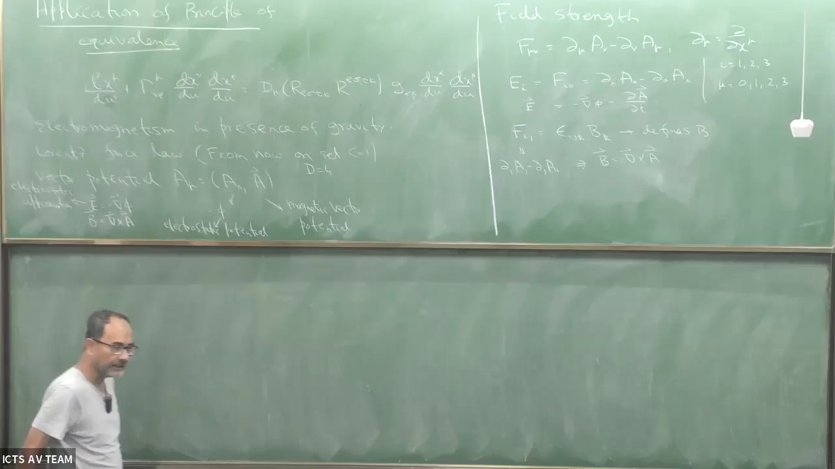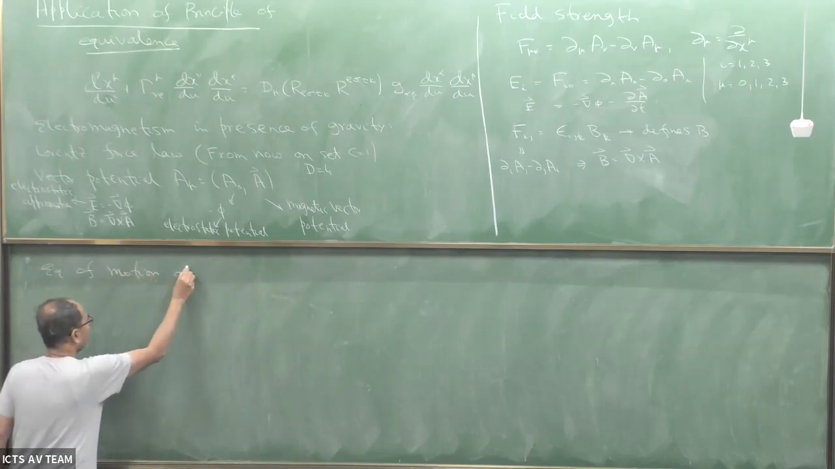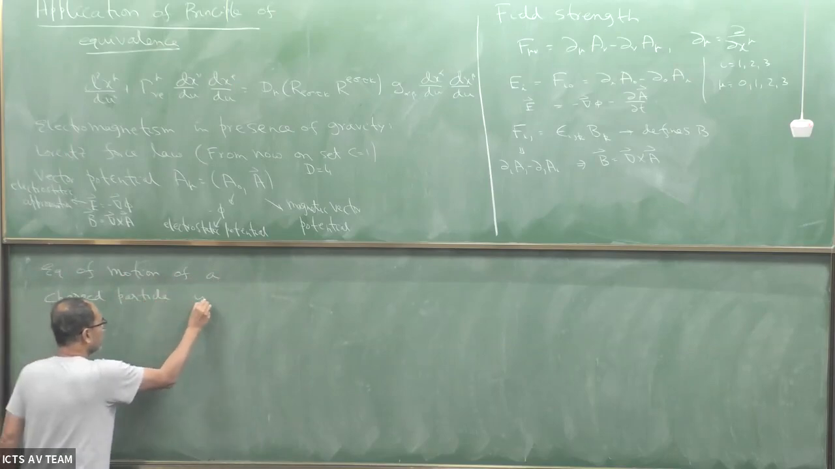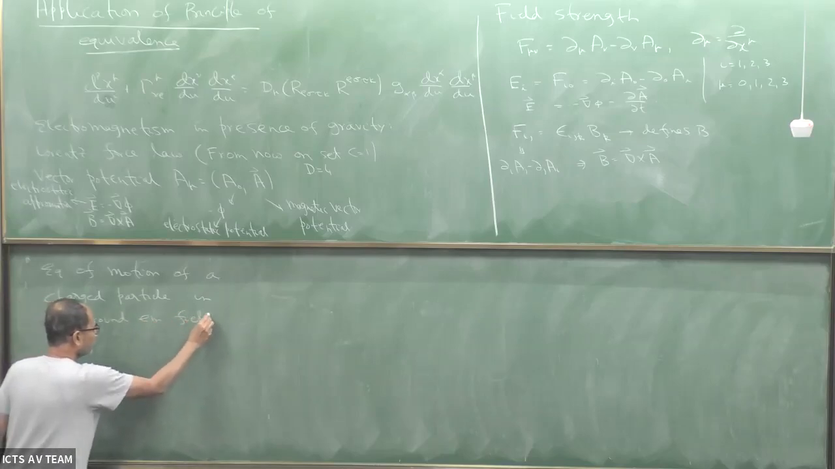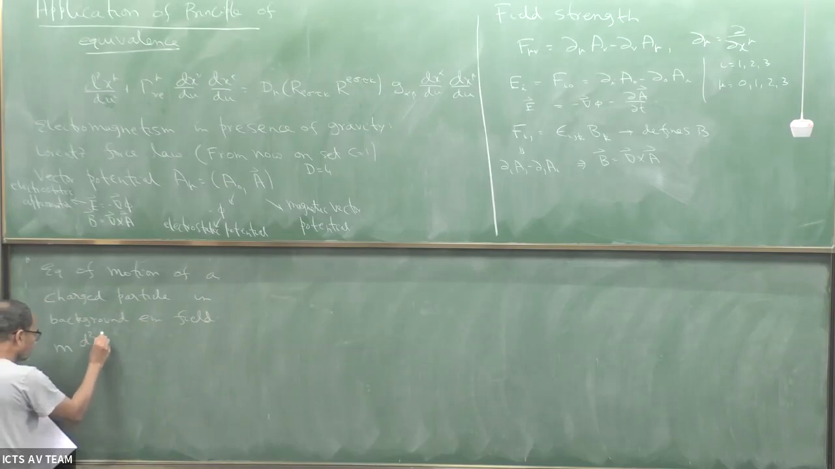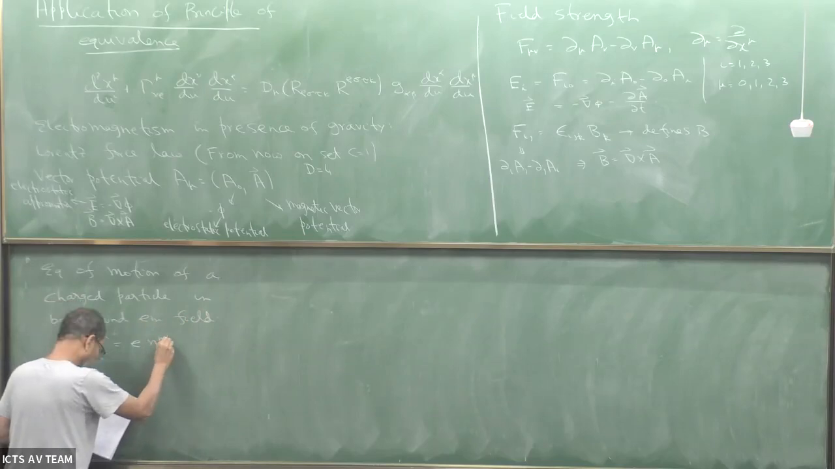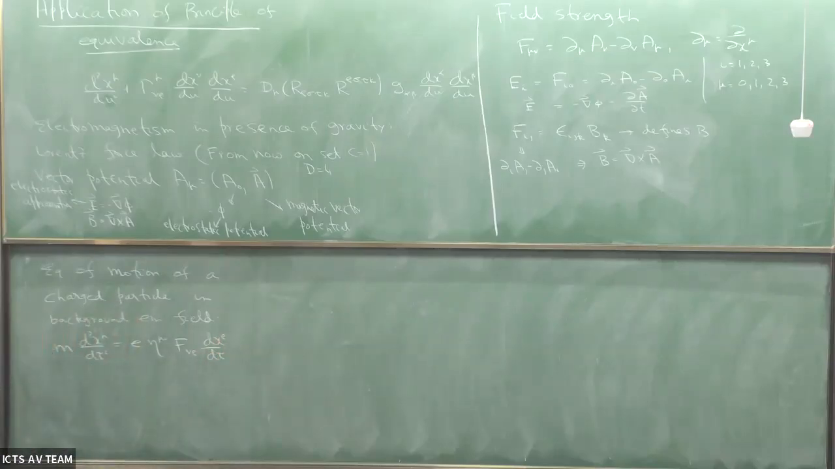Is this okay? Are there questions? So using this, we are now going to write down the covariant version of the equation of motion of a charged particle in electromagnetic field background. Okay, so the equation of motion of a charged particle in background electromagnetic field is given by... so tau is the proper time.